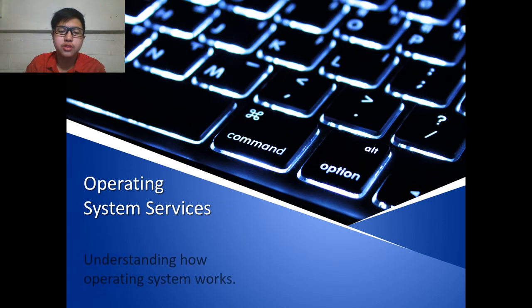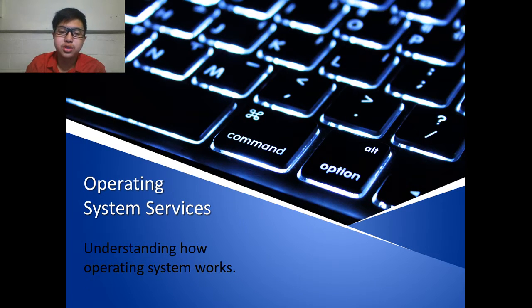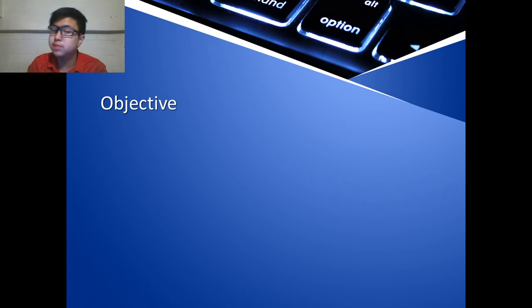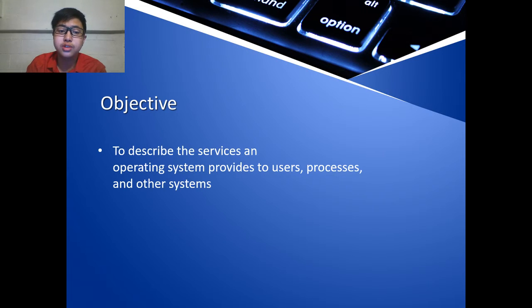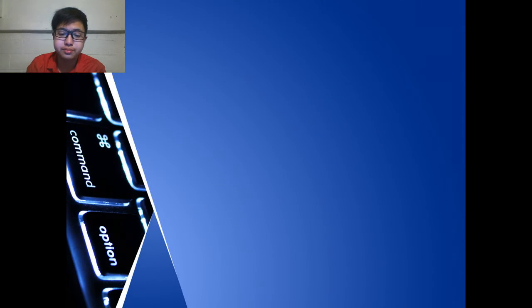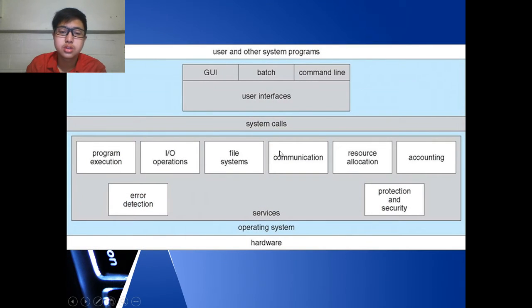Operating system services. It provides users the services to execute the programs in a convenient manner. So our objective is to describe the services an operating system provides to users, processes, and other systems. So here's a diagram showing the user interfaces, system calls, and services inside the operating system.